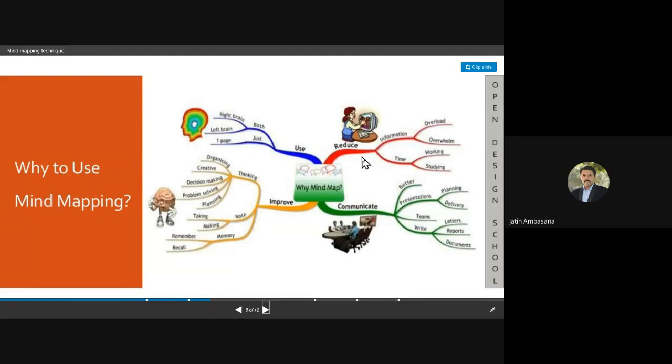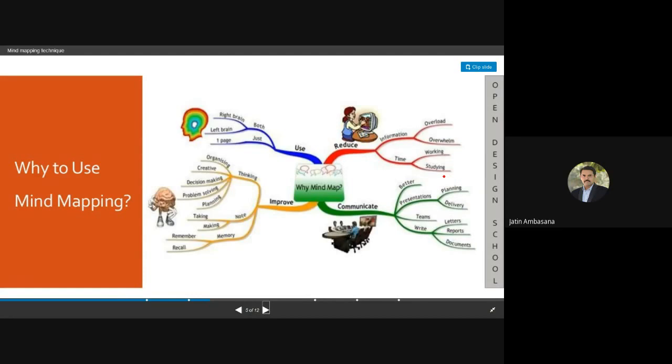Okay, here basically we have a mind map to understand why to use a mind map. So why do we use a mind map? To put all the information on just one page. You can make use of both left and right brains. You can activate both left and right brains with the help of a mind map. It will allow you to reduce information that is overloaded or overwhelming, and also allow you to reduce time of working and studying.